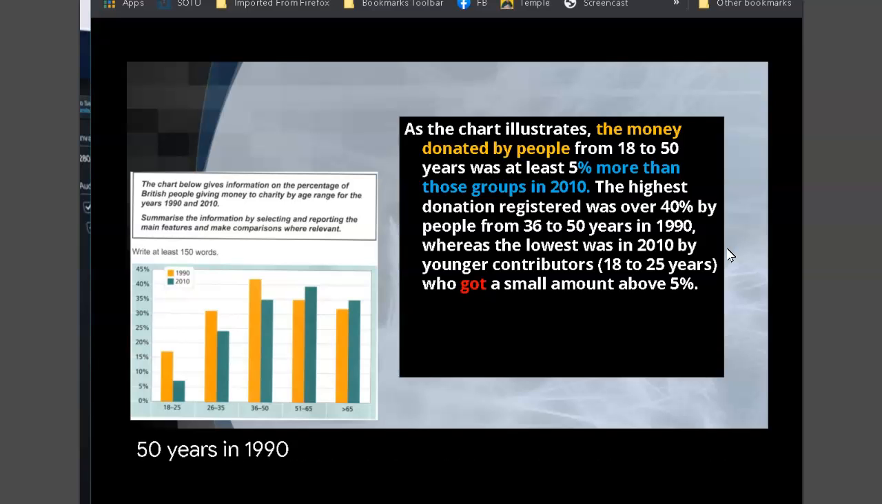What? Right, now, that's just what you said in the overview. You're repeating yourself, and doing it very wordily with lots of words. So it's not summarizing either. Whereas the lowest was in 2010 by younger contributors, 18 to 25 years. We don't need the years on there. Just say 18 to 25. They gave a small amount above 5%. Looks like about 7% to me.